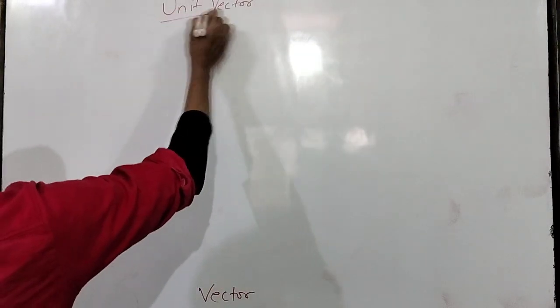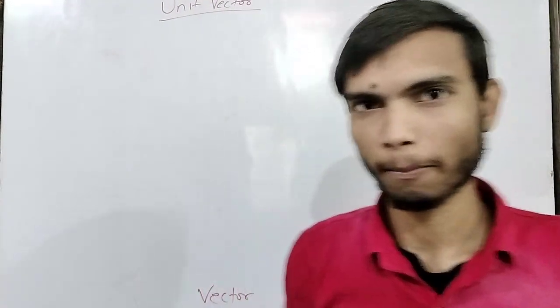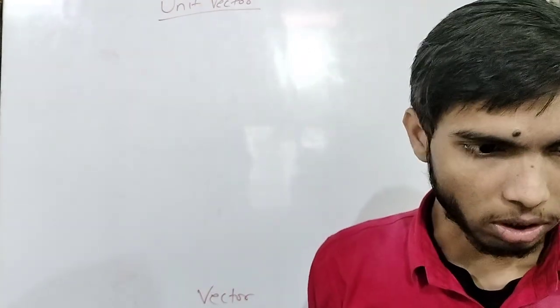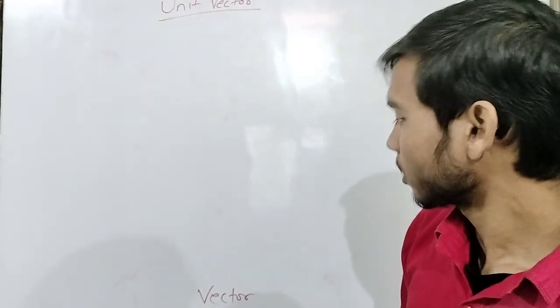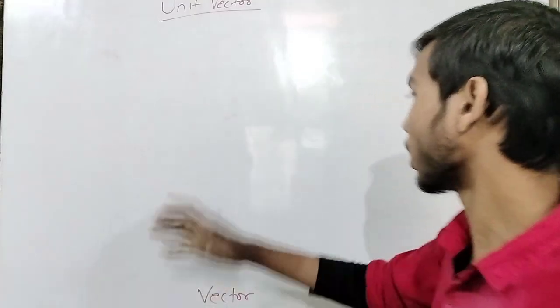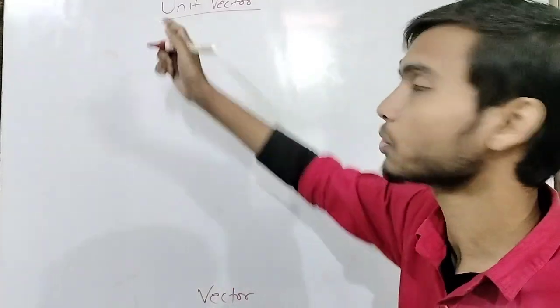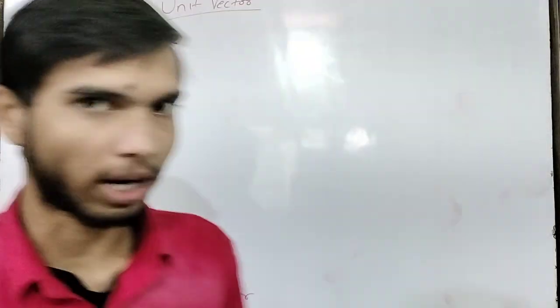So let's start our journey in this unit vector. From this word, what are you understanding? As I said, I am assuming you are a student, so I hope you are familiar with the unit vector. Unit means magnitude is 1. This is the definition of a unit vector. Magnitude is 1.